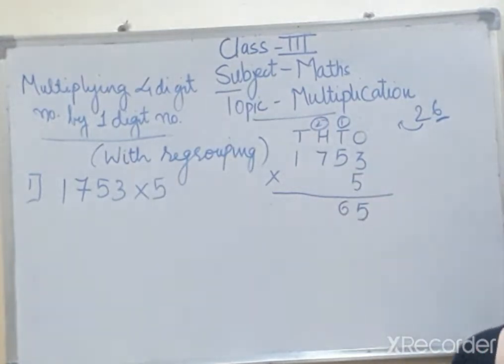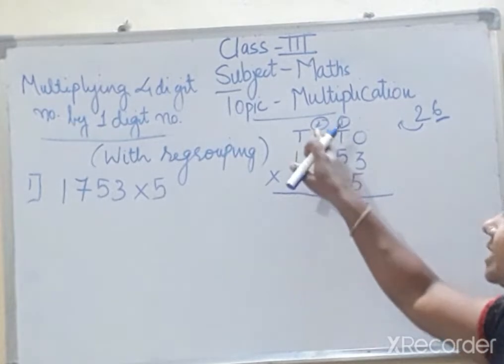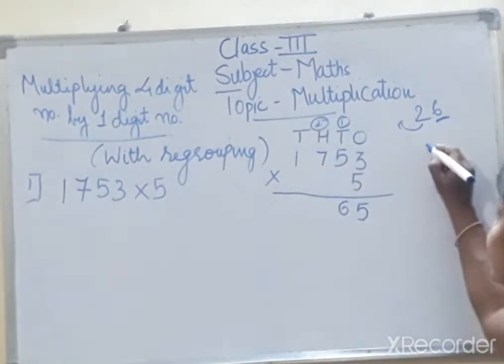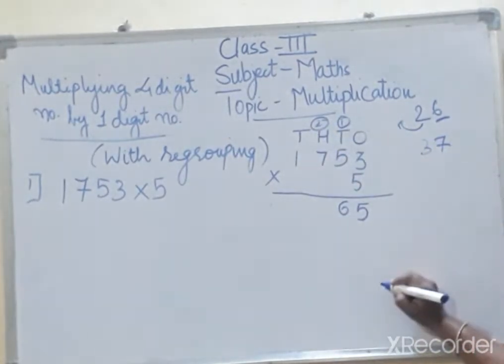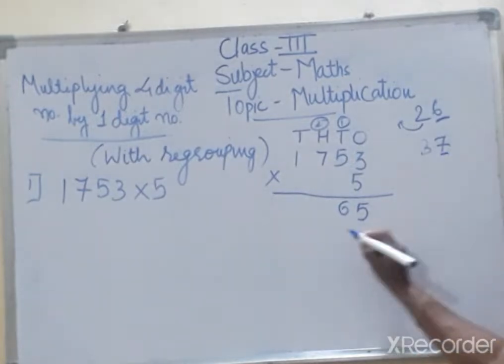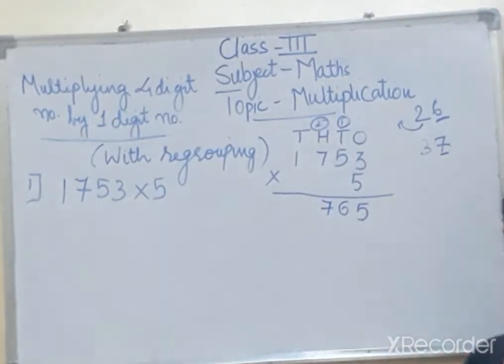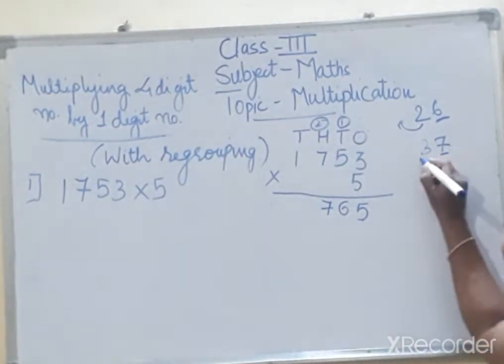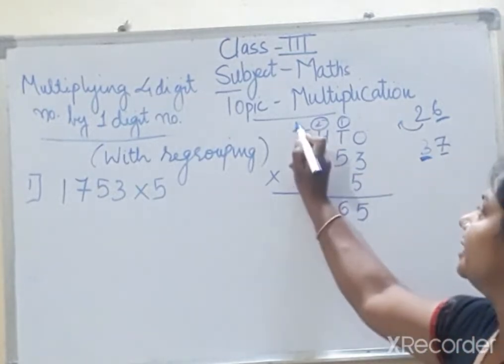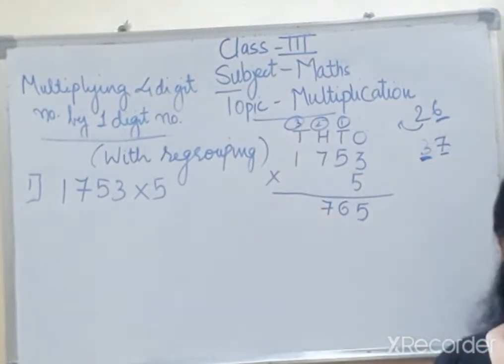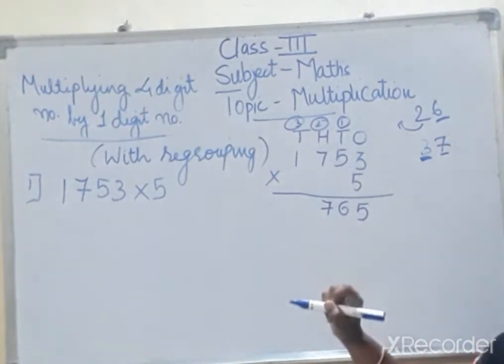5 sevens are 35. 35 plus 2, 37. That is 37. This 7 you are going to write down in the hundreds column and the 3 you are going to carry on the thousands column. Yes. Now multiply the thousands.